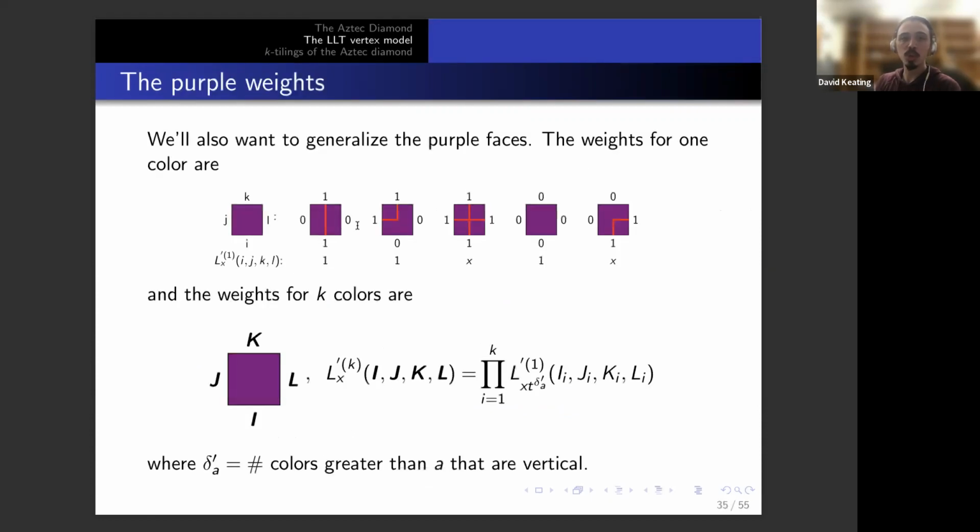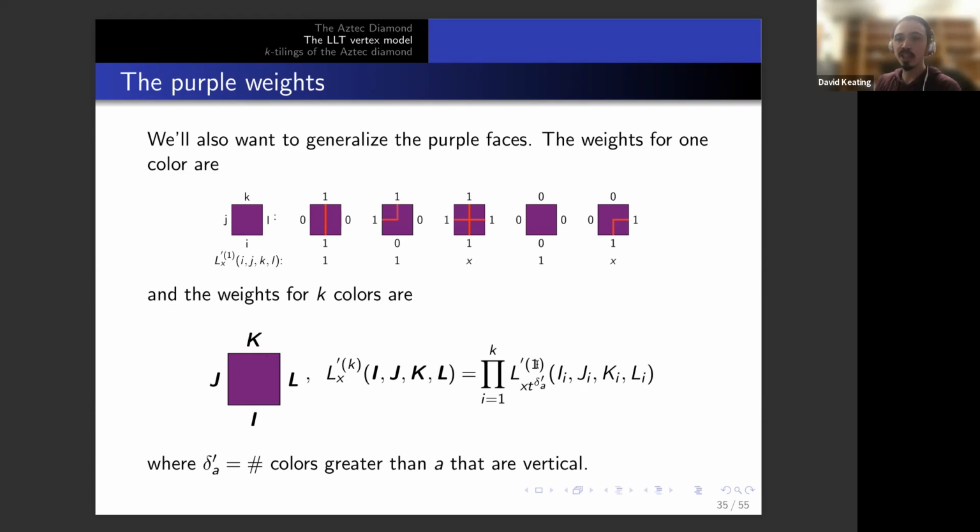Okay. We'll also want to generalize the purple faces. So here are the one color weights for the purple faces. And for a K color face, we just take the product of the one color weights of each color, except now for color A, you get an X times T to some power when you exit right. And that power is the number of colors that are greater than A that are also in the face and are vertical.